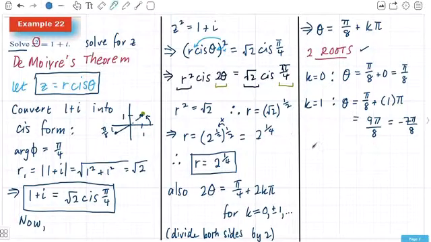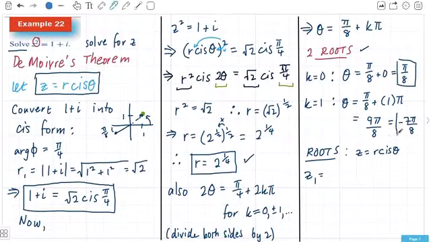Okay, so our 2 roots that we have are going to be Z1. I always label them Z1 and Z2. Remember that Z equals R cis theta. We've found R, and we've also found 2 different values for theta. This one and this one. There are 2 thetas for our 2 roots.